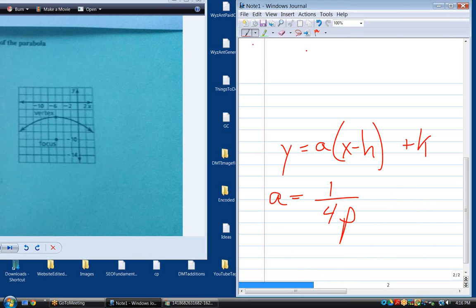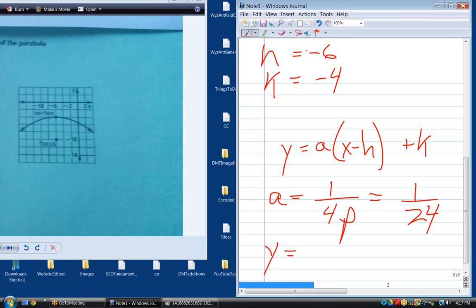What is the center? What is H and K for 26? Is it -6 and -4? Yes. What is P? Okay, so what is A? 1 over 24. Okay. Now we're ready to write the equation.